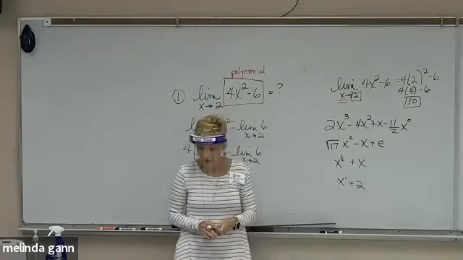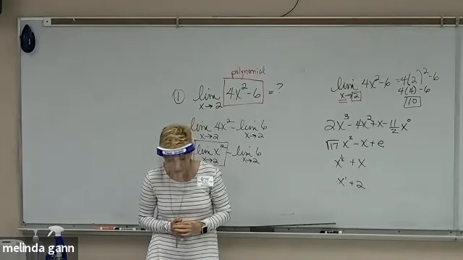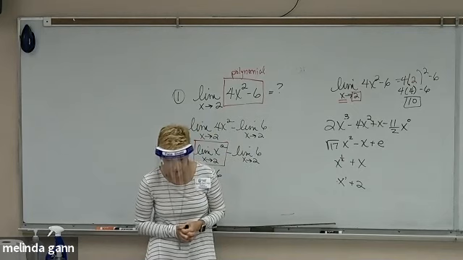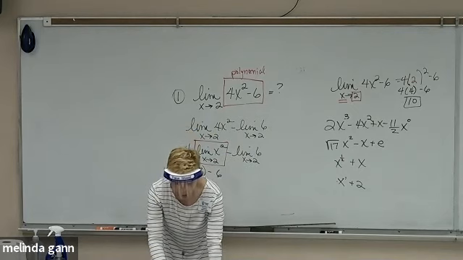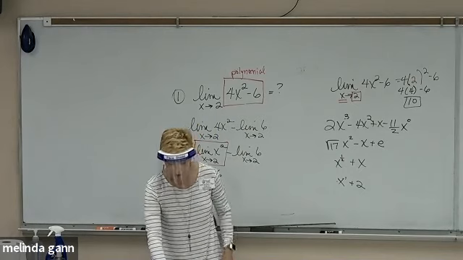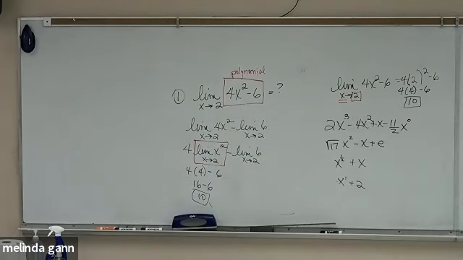Now, there's more to the theorem. Look what it says. If R is a rational function and C is a real number, all right, such that Q of C is not 0, then the limit of R of X is P of C divided by Q of C. Now, what in the world does that mean? All right, it means this.